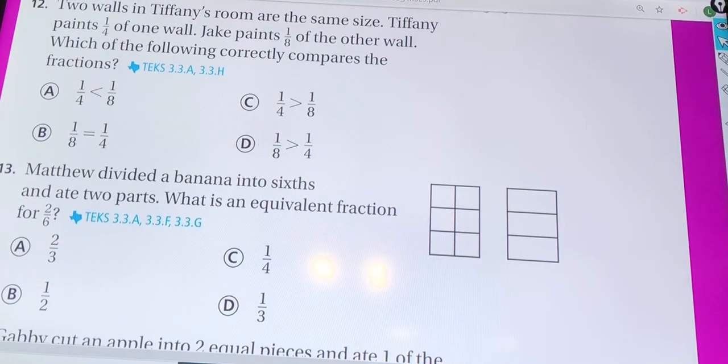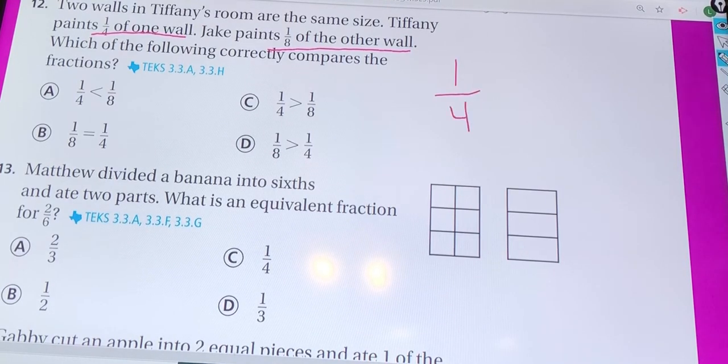2 walls in Tiffany's room are the same size. That's important, they're the same size. Tiffany paints 1/4 of one wall. Jake paints 1/8 of the other wall. Which of the following correctly compares the fractions?